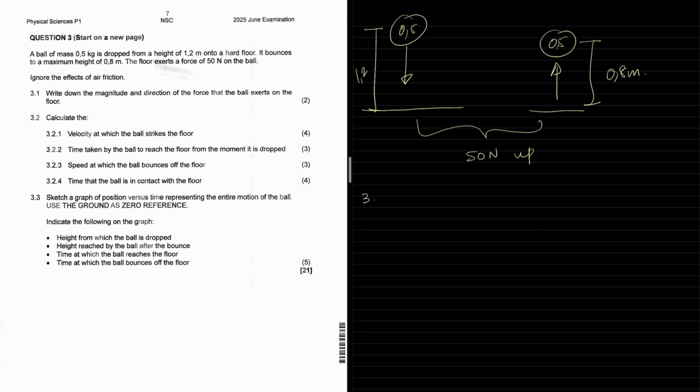Now 3.1, write down the magnitude and direction of the force that the ball exerts on the floor. So Newton's third law would say that it's going to be equal in magnitude but just in the opposite direction.